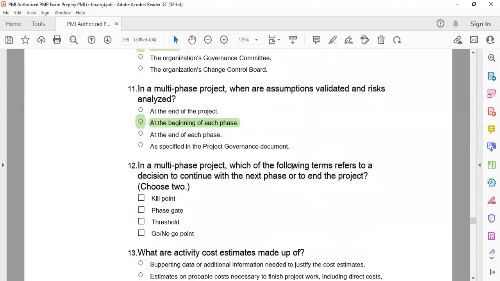In a multi-phase project, which of the following terms refers to a decision to continue with the next phase or to end the project? And you have to choose two from these four. And I think again the answer is very clear. One, you guys are well aware of it. The second one, you have to think. Smart, yes, good.